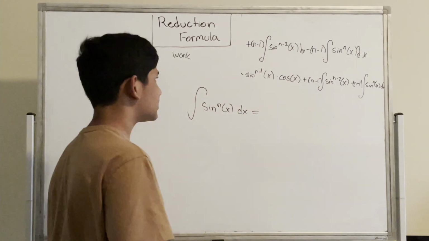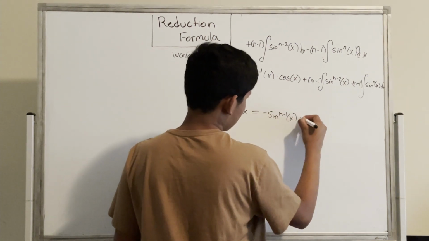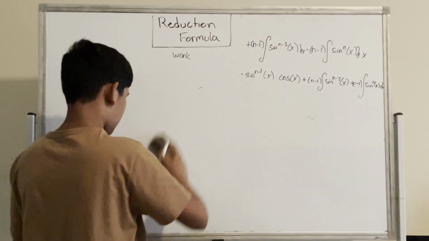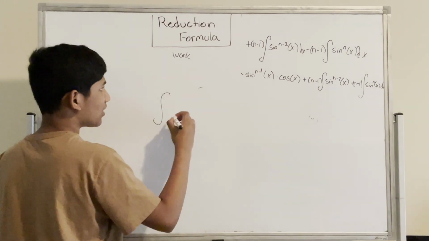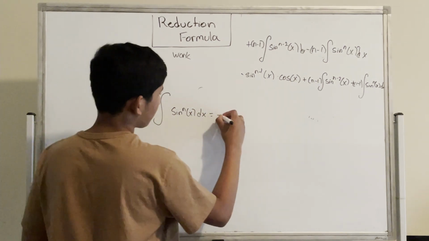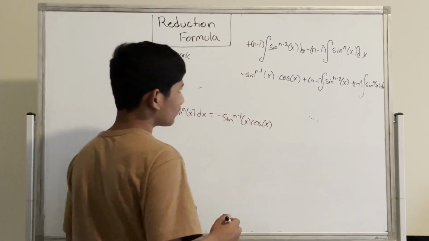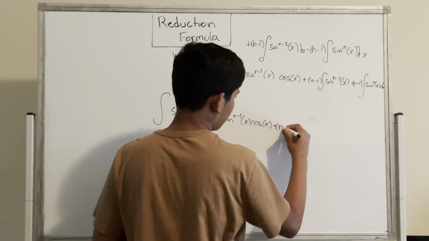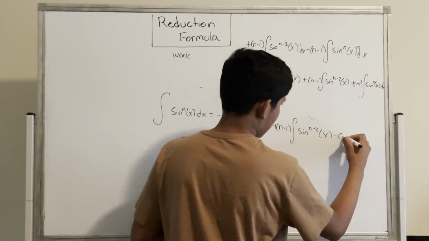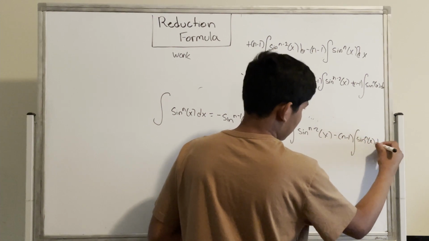And this is equal to, essentially, minus sine n minus 1 x cosine x. Well, let's just shift this over here so that we have the integral sine n x dx is equal to minus sine n minus 1 x cosine x plus n minus 1 integral sine n minus 2 x minus n minus 1 integral sine n x dx.